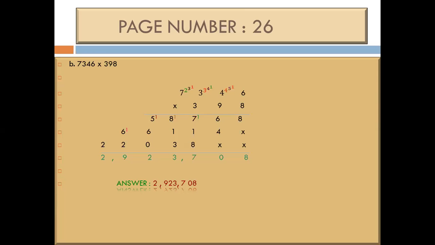9 sixes are 54. We write here 4 and we carry 5 on 4. 9 fours are 36. 36 and 5, 41. We write here 1 and we carry 4 on 3. 9 threes are 27. 27 and 4, 31. We write 1 and we carry 3 on 7. 9 sevens are 63. 63 plus 3 is 66. Now come to the last number 3.